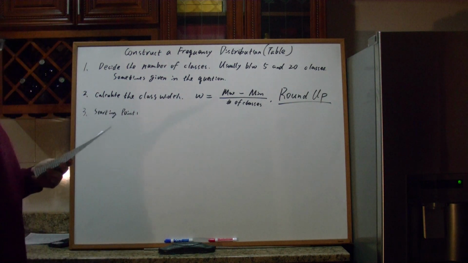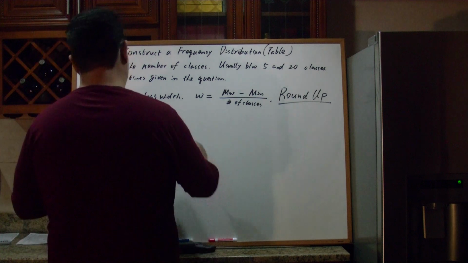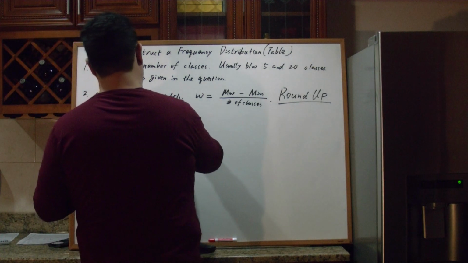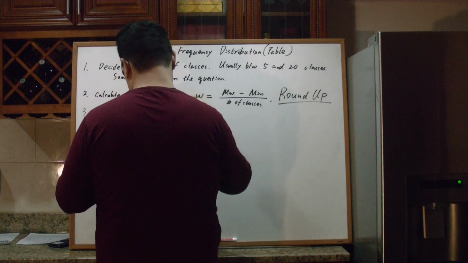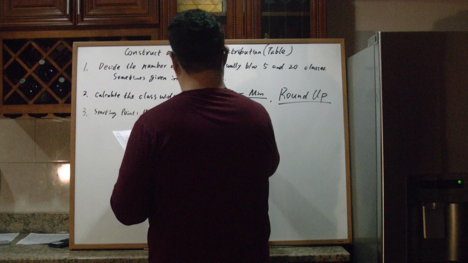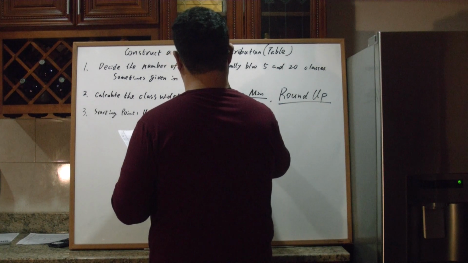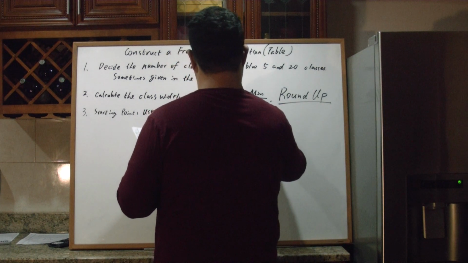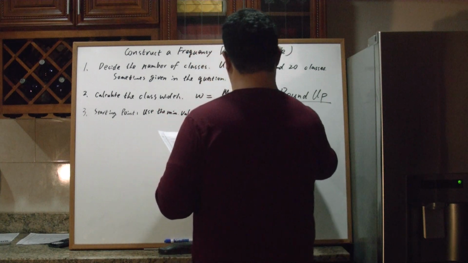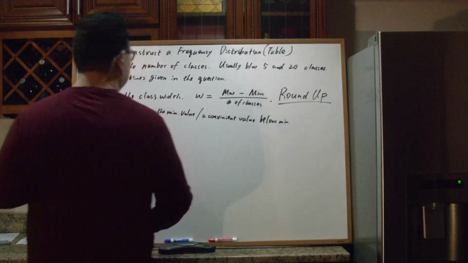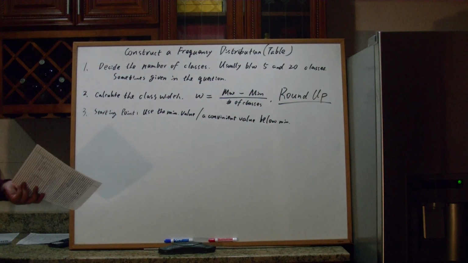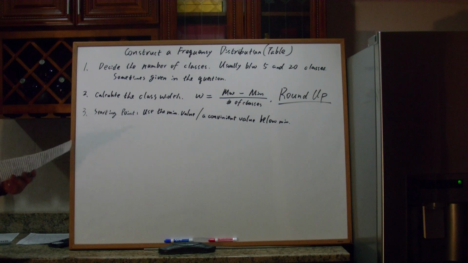Which is the first lower class limit. Use the minimum value or a convenient value below the minimum. Usually what we just do is pick the minimum value as the starting point, where the starting point refers to the first lower class limit.